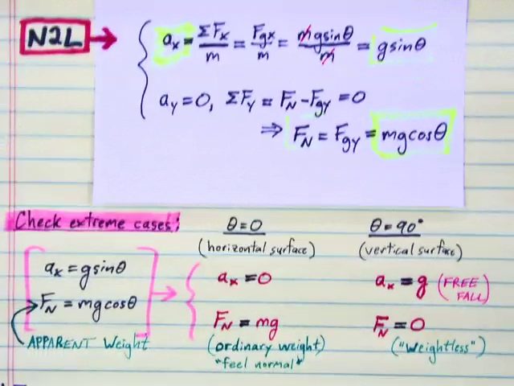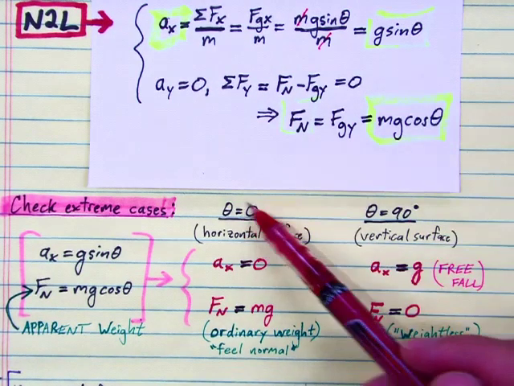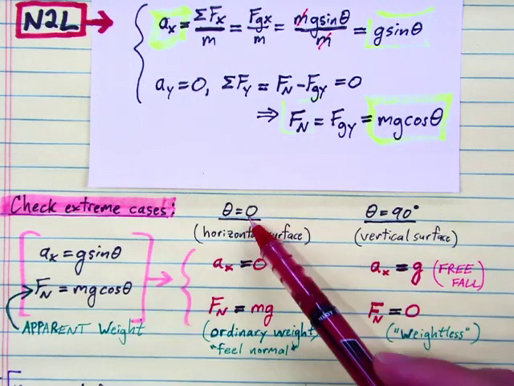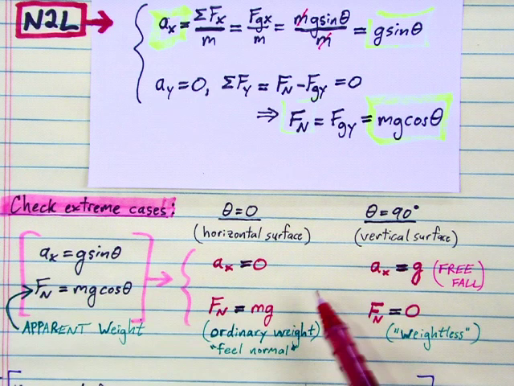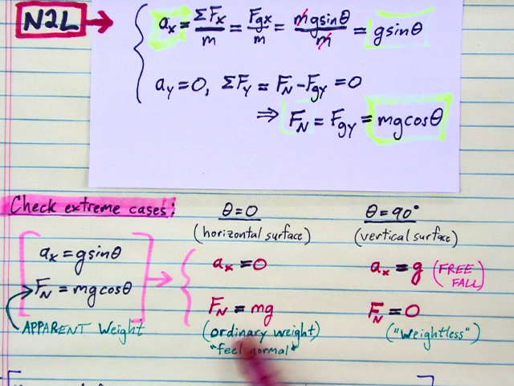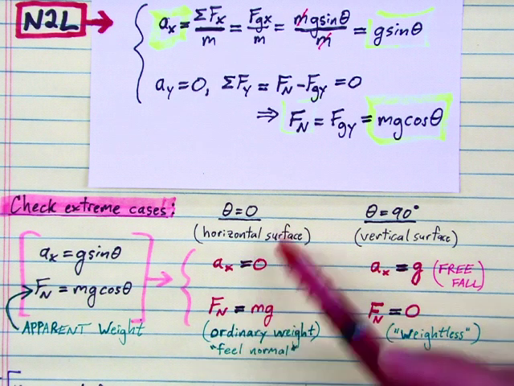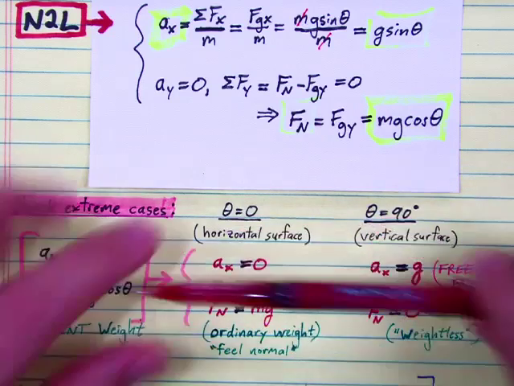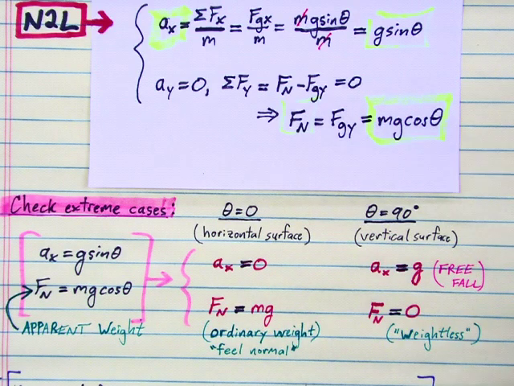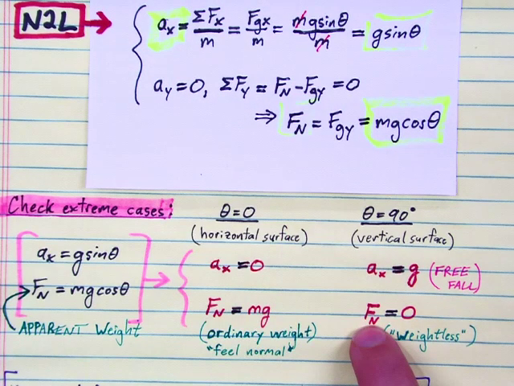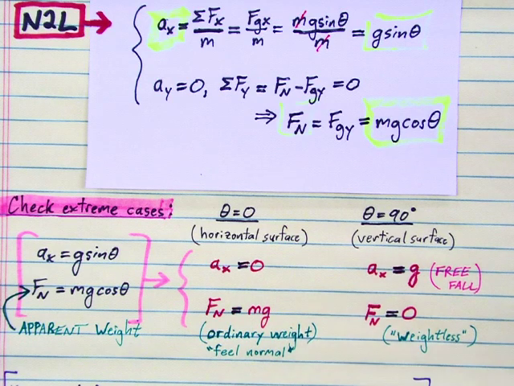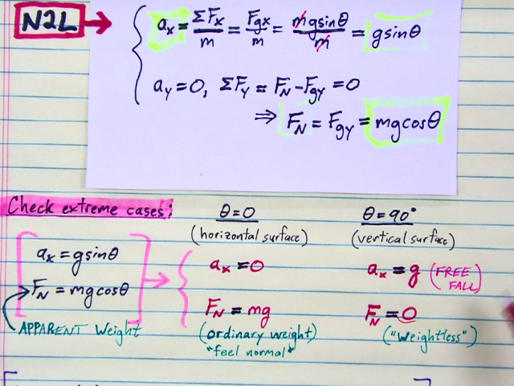So for our extreme cases here, if the ramp isn't tilted at all, a horizontal surface, then sine of 0 is 0, we get no acceleration, and cosine of 0 is 1, so the apparent weight is equal to the ordinary weight. The normal force is just equal to mg if we're on a flat surface. If we tilt all the way to 90 degrees, a vertical surface, then sine of 90 is 1, our acceleration is g, we're in free fall. On a vertical surface, your mass is just going to fall straight down. And the normal force is supporting none of the weight then. At 90 degrees, cosine of 90 is 0, so Fn is 0. Our object is going to be weightless.